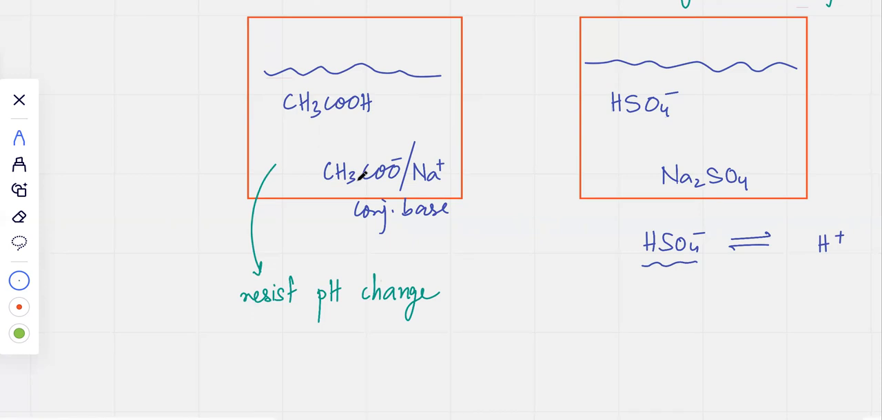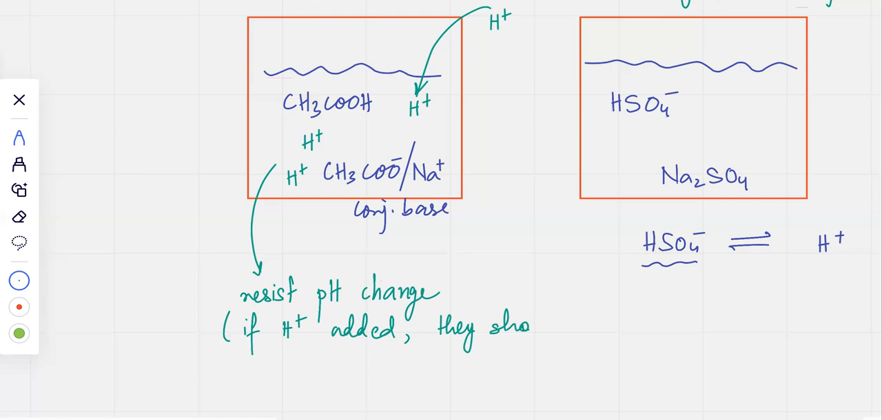The way it's going to do that is that if you add an acid, like if you add H plus 1 to the solution, so I've started adding H plus 1, right? So the pH would automatically start decreasing. Remember, the pH should not change. So lots of H plus 1 are getting added from outside. If H plus 1 are added, they should be neutralized. So what's going to happen to them? They will get neutralized by the conjugate base.